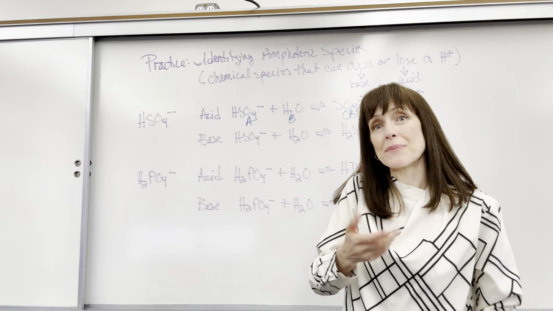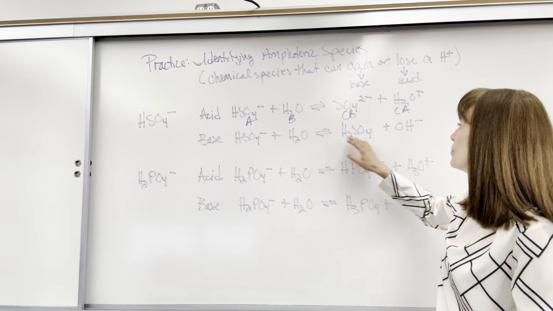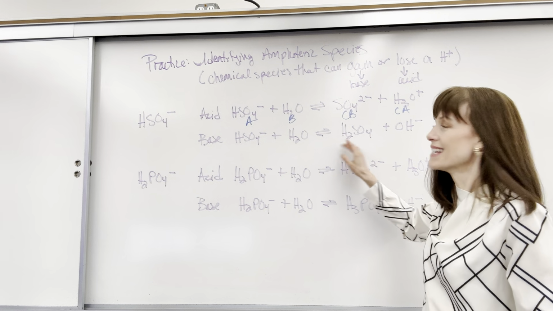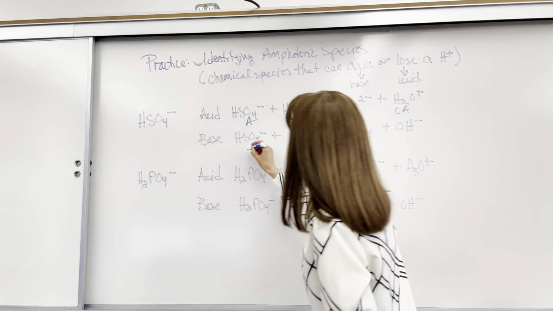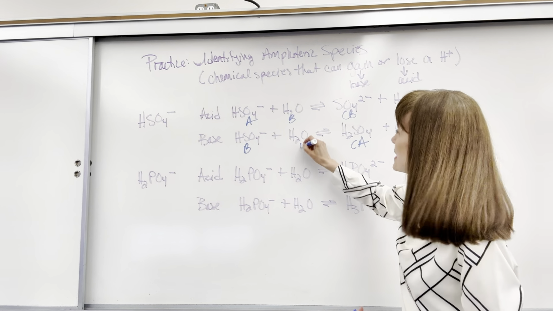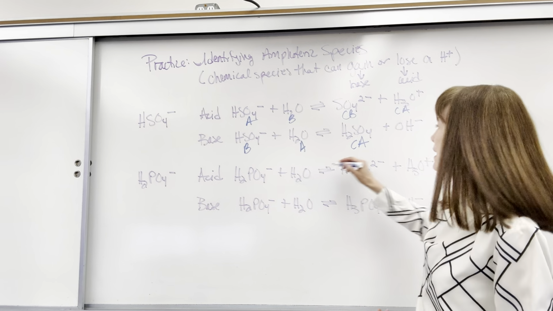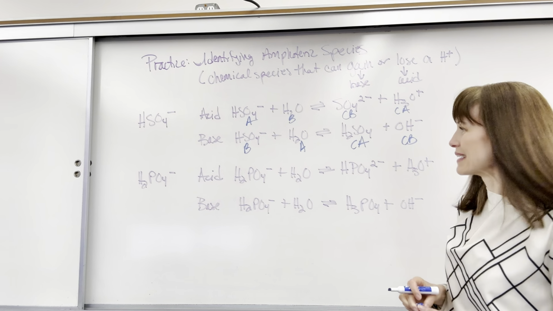Okay, now, same substance, hydrogen sulfate, but now it's going to be the base. So now it's going to accept that hydrogen. It goes from hydrogen sulfate to sulfuric acid. From 1 hydrogen to 2, it accepted that hydrogen. So this is the base, that will be your conjugate acid. The water acts as the acid, is going to donate the hydrogen, and it produces the hydroxide, our conjugate base.